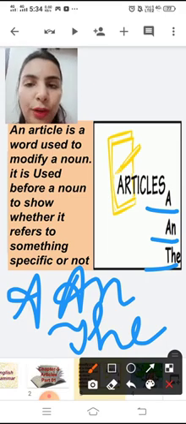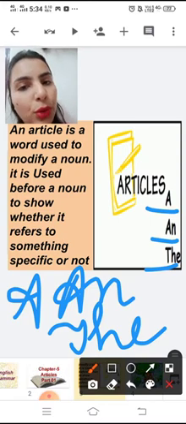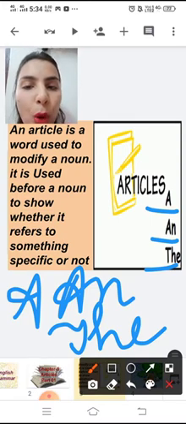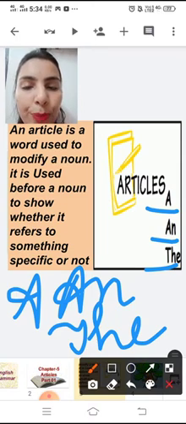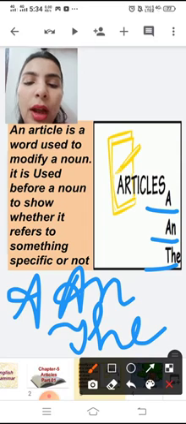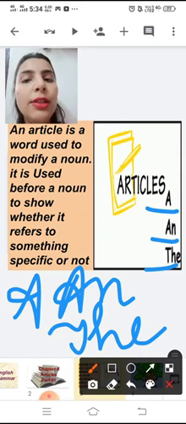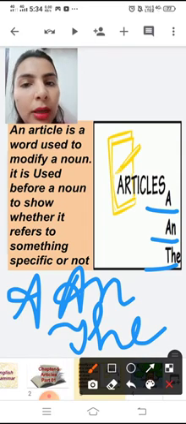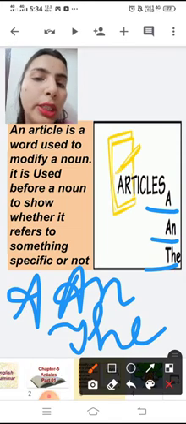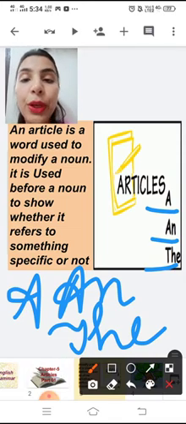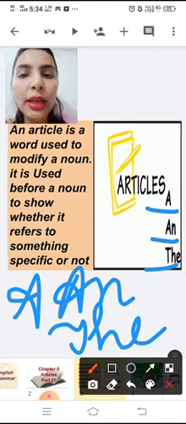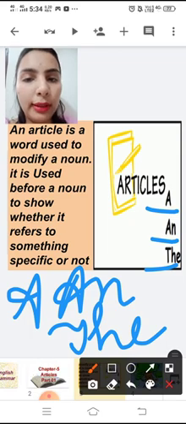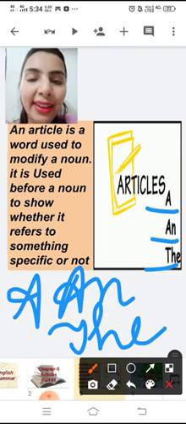And we know a, an, and the all have different uses, but they are all used before a noun to modify it. And also some of the articles, that means a, an, or the, some are used for the specific description and some are used for the non-specific descriptions. Okay, so now we are going to study about these 3 words which are articles, that means a, an, and the.